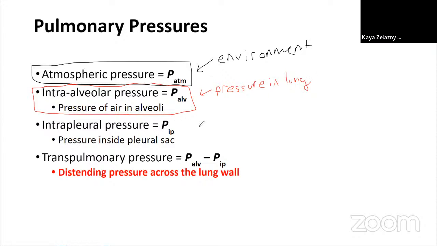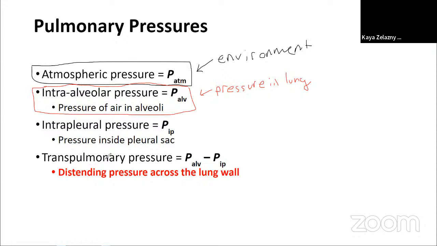So that intrapleural pressure here in the pleural sac is what's going to be pulling on the lungs as you use muscles to expand your ribs. This is going to exert a pull on the tissue of the lungs so that the lungs travel along with the chest wall. So that's really the role of our intrapleural pressure.